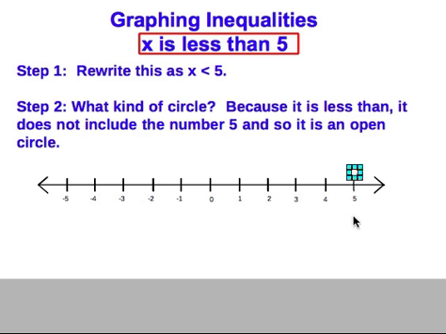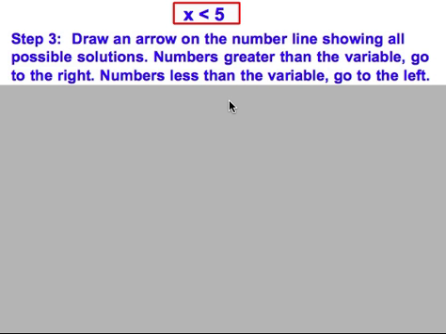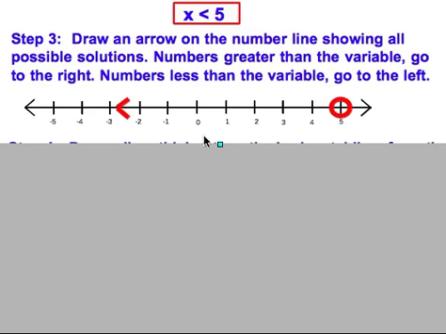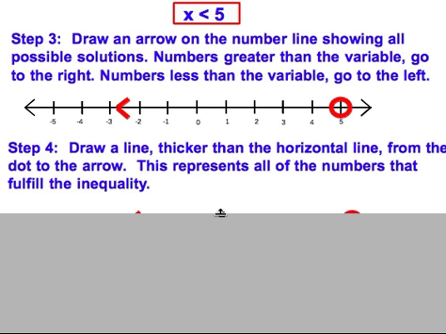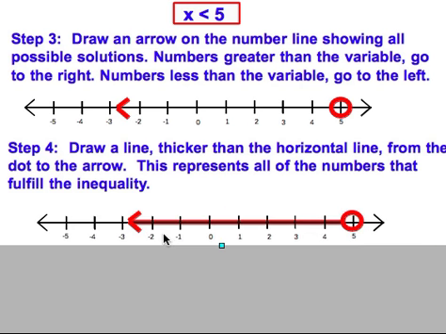Next step is to figure out the way that the arrow goes. Well, in this case, the variable is on the left-hand side, so I'm going to look at the tip of the inequality symbol, and it's pointing to the left. So therefore, my arrow is going to be facing the left. And so the last step is to draw a line connecting the arrow and the circle.